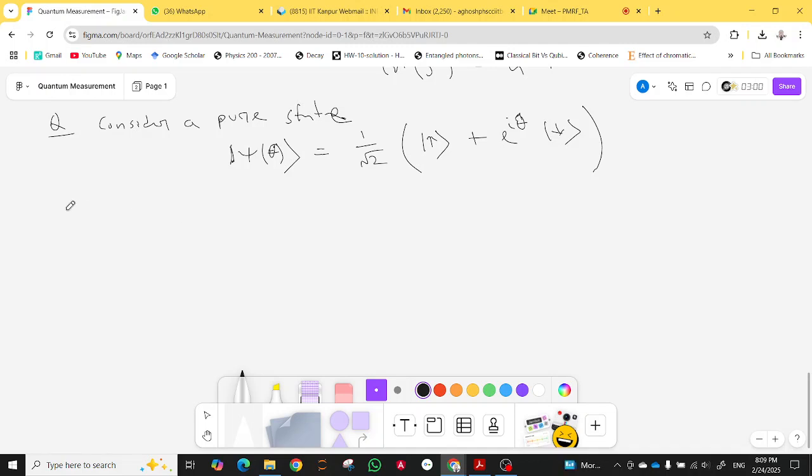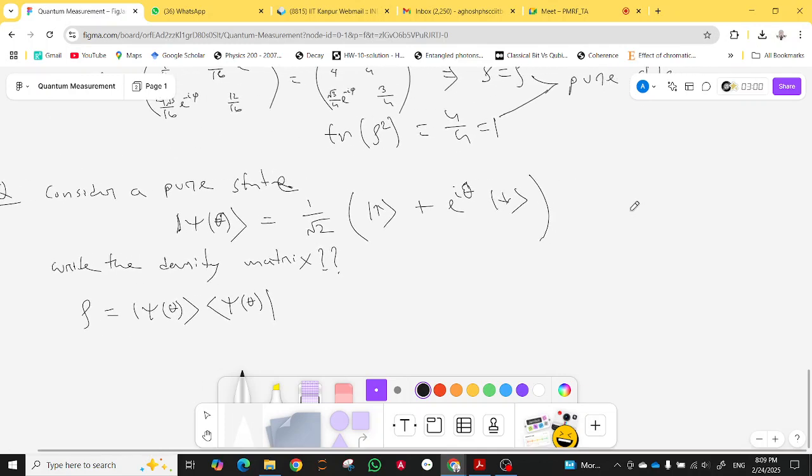So you have to write the density matrix. So the first thing is, write the density matrix. What will be your density matrix here? So rho is given by psi theta bra psi theta, right? So if you do this, what you will get?